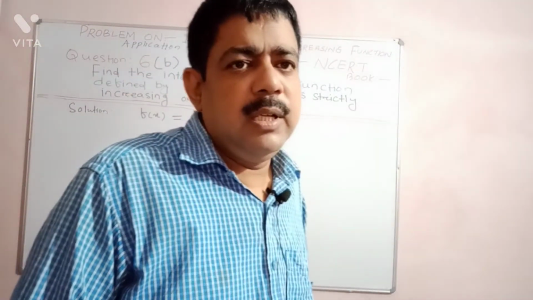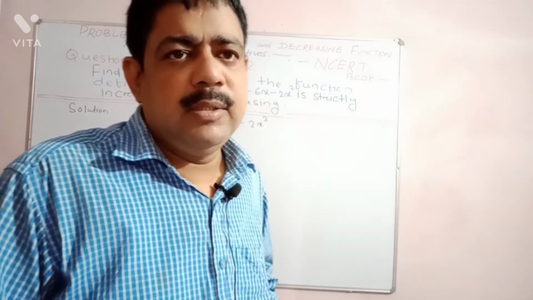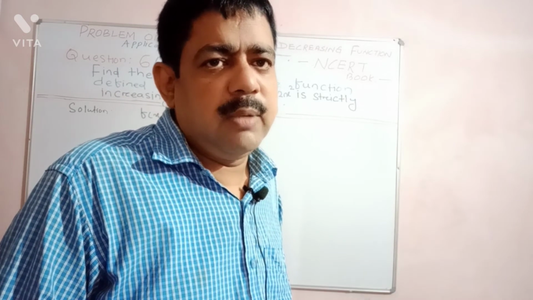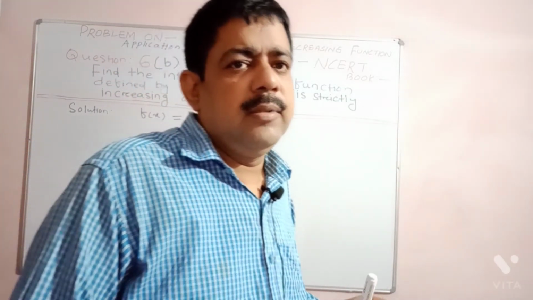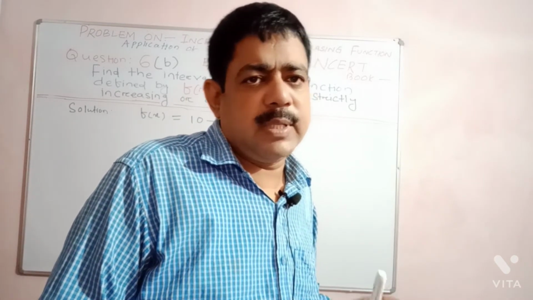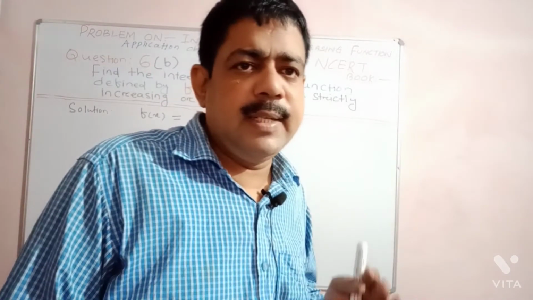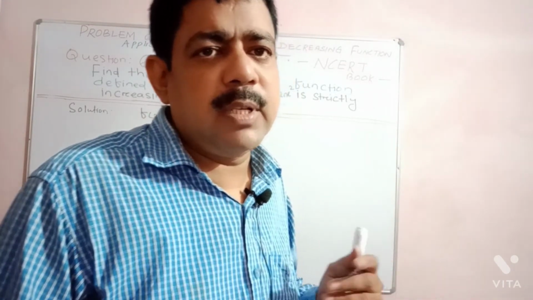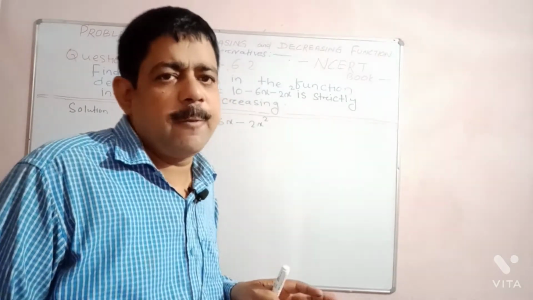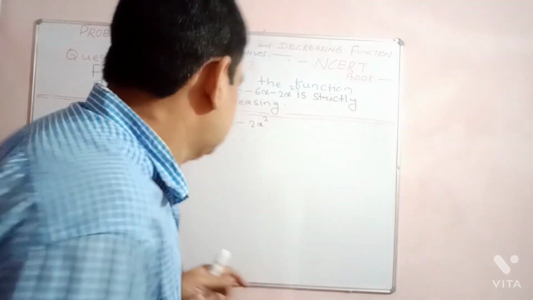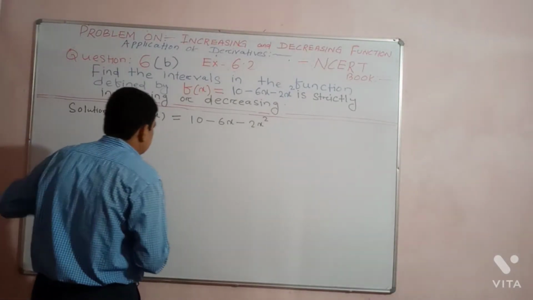In this question, we have to find the intervals in which the function is strictly increasing and the intervals in which the function is strictly decreasing, in the set of real numbers. The function given here is f(x) = 10 - 6x - 2x².